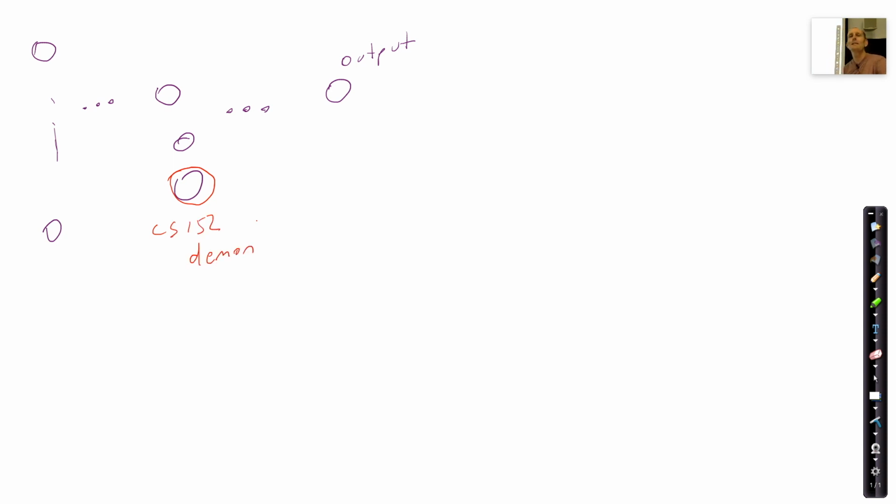And the CS152 demon is sitting there, and it wants to look at making the cost better. So we have our J, where J, for a particular instance, is a function of our weights and our biases, and X and Y, our input.